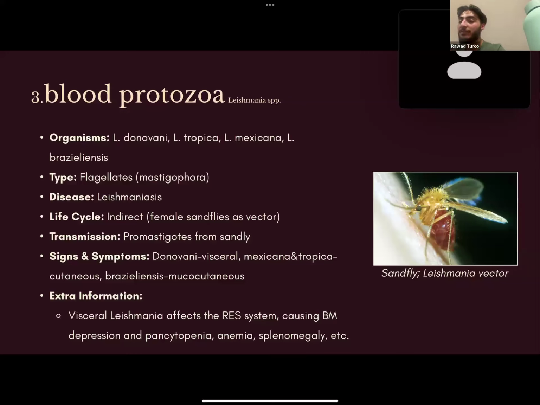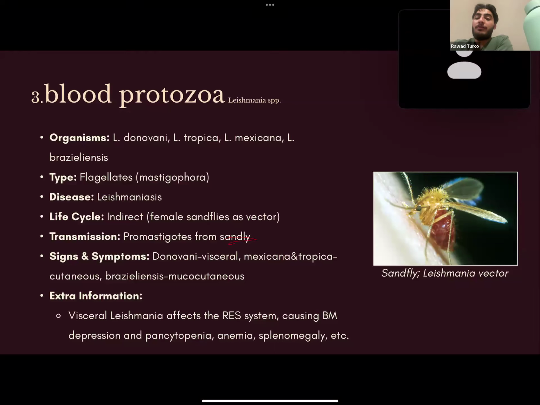So this is a sandfly. You guys can tell from the little hairs that it has all over its body. That's how you tell that it's a sandfly. It also looks golden, so you might associate that with sandfly because it's light brown. And it carries Leishmania. Okay, so again, indirect life cycle. The transmission is from promastigotes. So you guys remember when I told you that flagellates are also called Mastigophora? So that's how you can remember that these are flagellates, because they're called mastigotes, promastigotes. Okay, from sandfly. I don't know why it says sand. It's supposed to say sandfly.